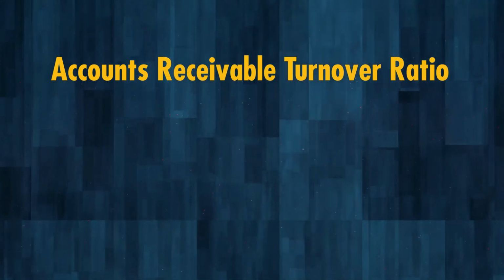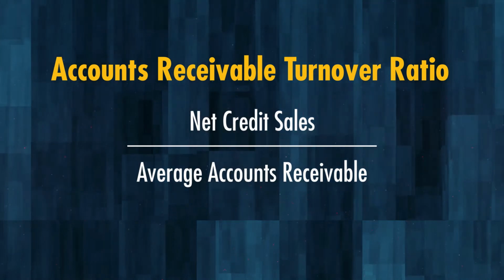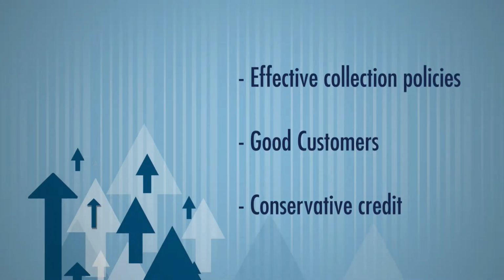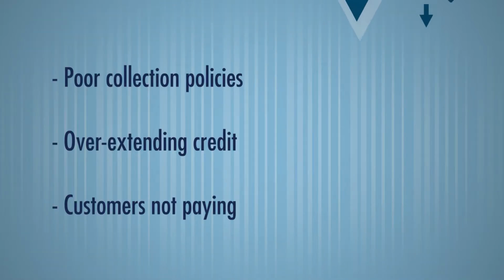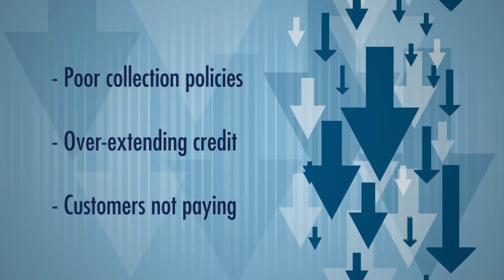Along those same lines, your accounts receivable turnover ratio is calculated like this: net credit sales divided by average accounts receivable. A high receivable turnover ratio often means your collection policies are effective and efficient. A low ratio can tell you that you have a poor collection process or are being too generous with your extensions of credit.